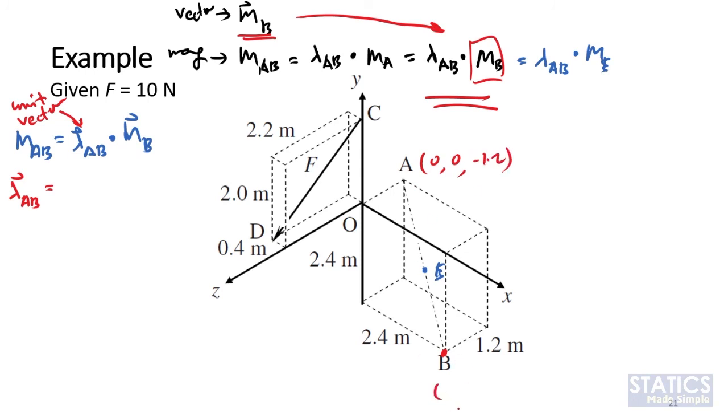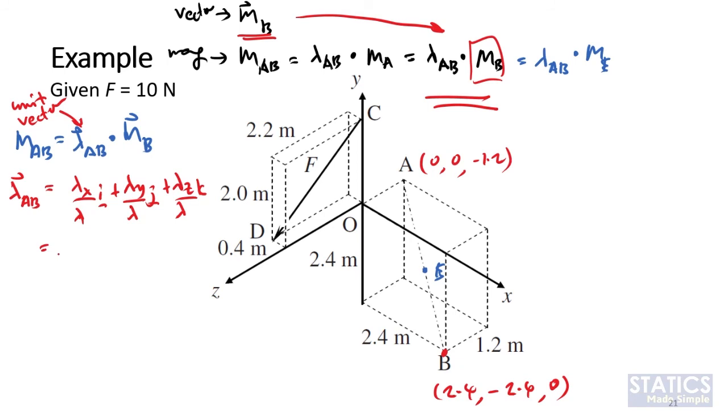B along X is 2.4, along Y is minus 2.4, along Z is equal to 0. Okay. So if we want to know lambda AB, it will be equal to lambda X over lambda I plus lambda Y over lambda J plus lambda Z over lambda K. So what is lambda X? Lambda X is the component of lambda AB along X. Lambda is the magnitude, or basically the length of AB.